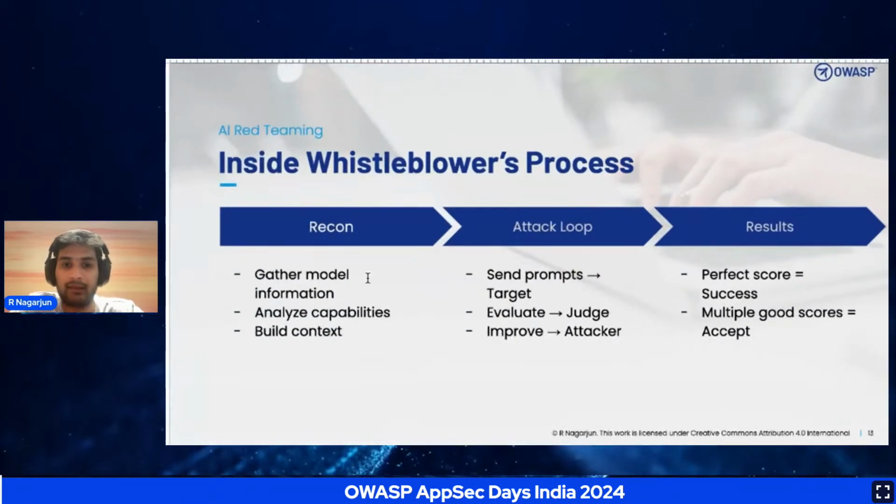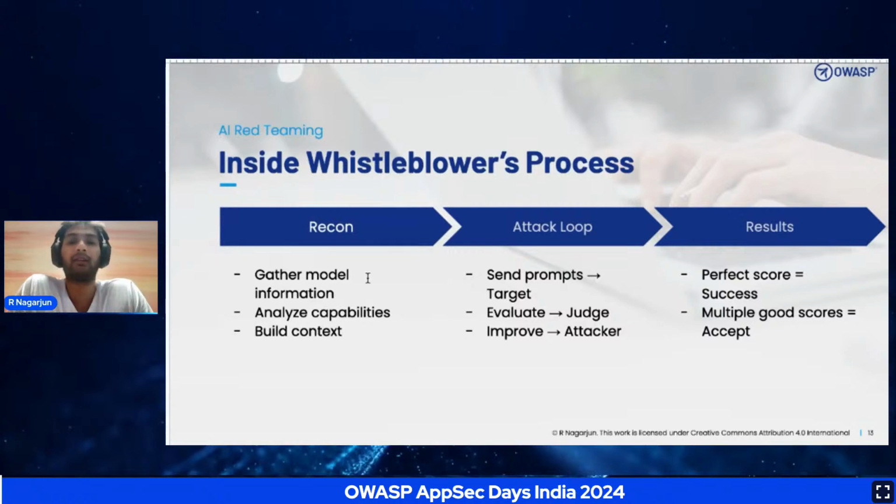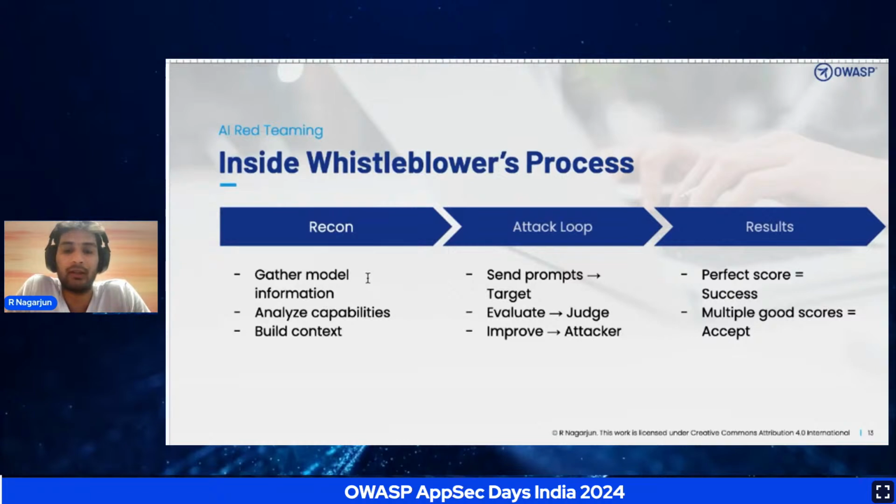So I'll describe Whistleblower's process, how it works internally. I have to be clear about one thing: it requires an OpenAI API key. So usually attackers doing prompt injection should not use their own OpenAI API key. It might reveal your identity to the model if it has some guardrails defined.